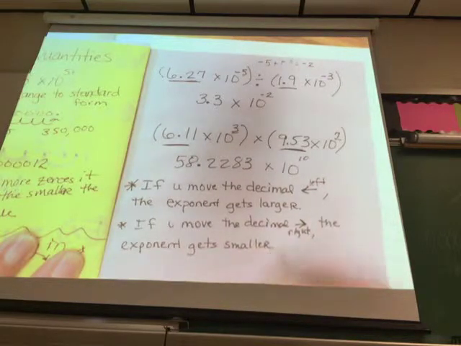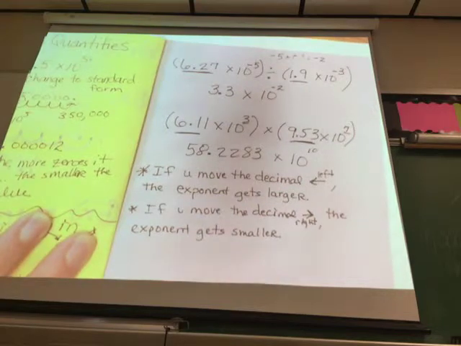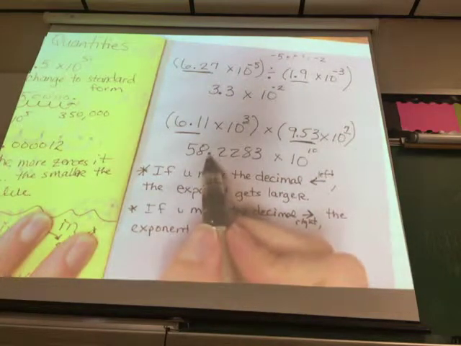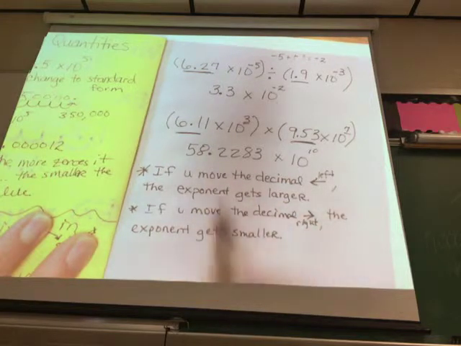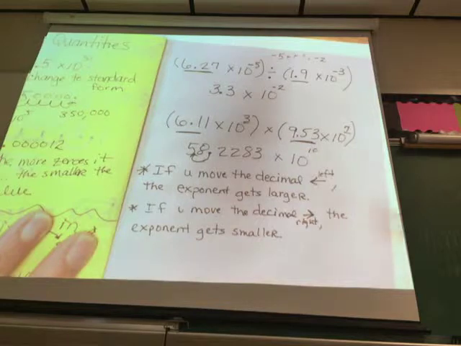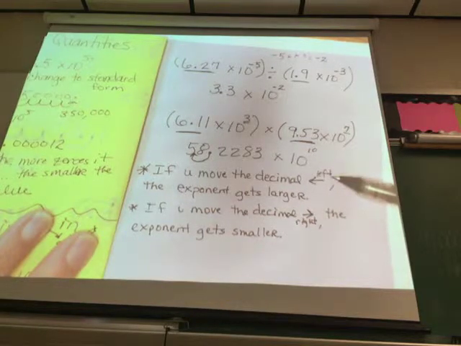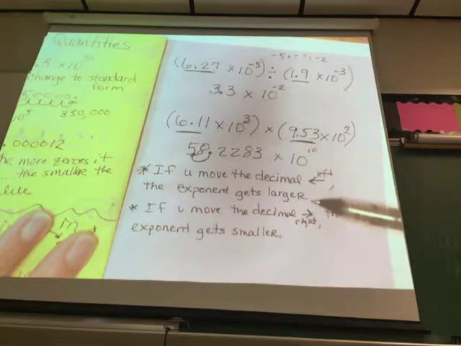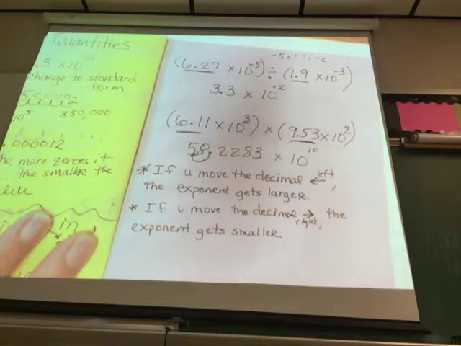Okay, so that's going to come in handy when we have to fix some of these problems. So now, if I'm taking this and I have to fix it and make it a number between 1 and 10, I'm going to have to move it one spot to the left. If I moved it to the left, what happens to my exponent? It gets one spot larger. However many spots or places you have to move it, it gets larger.